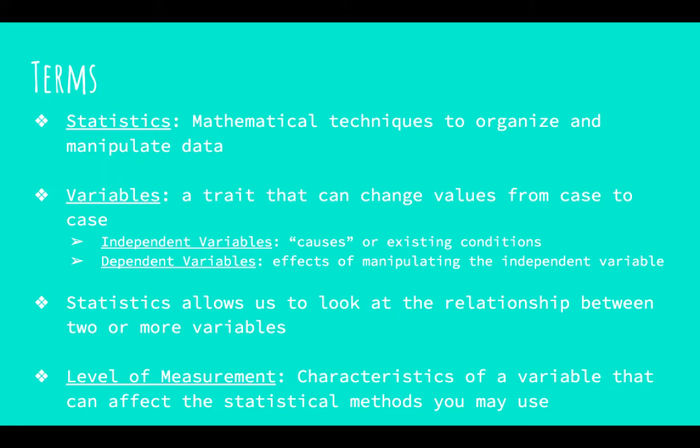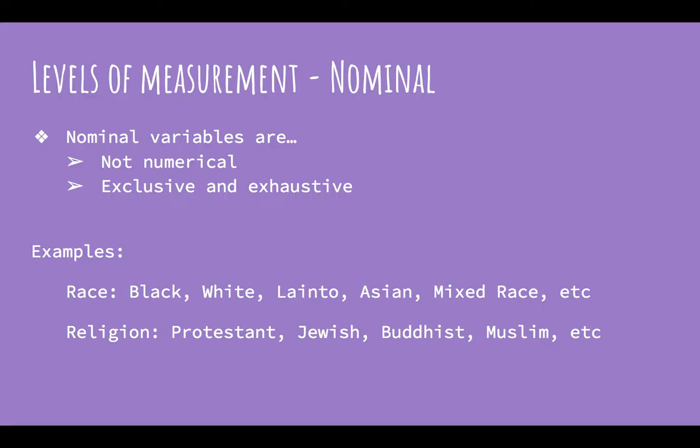So the levels of measurement is what we're going to focus on this week. And so those are the characteristics of a variable that can affect the statistical methods that you may use. And it gives us some ideas about what the different variables can tell us. So a nominal level variable is not numerical, and the categories or the different possible answers, right, are exclusive and exhaustive.